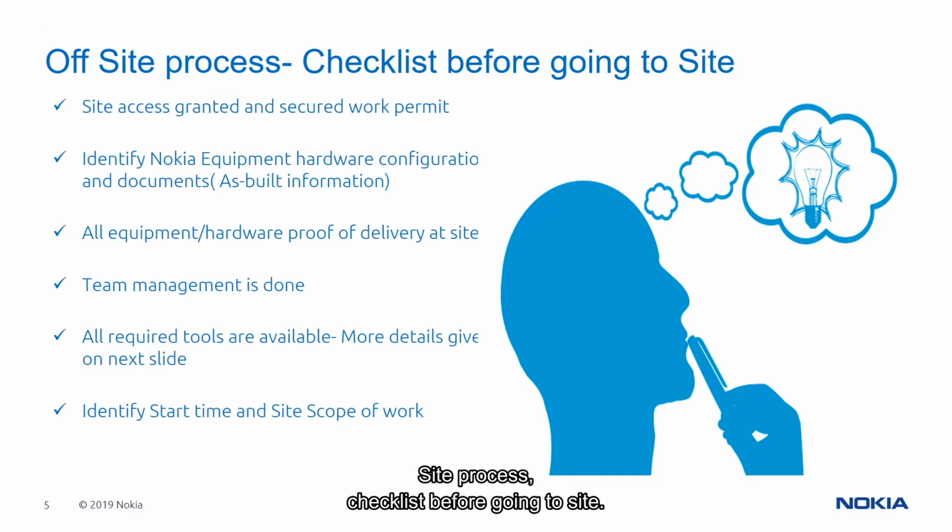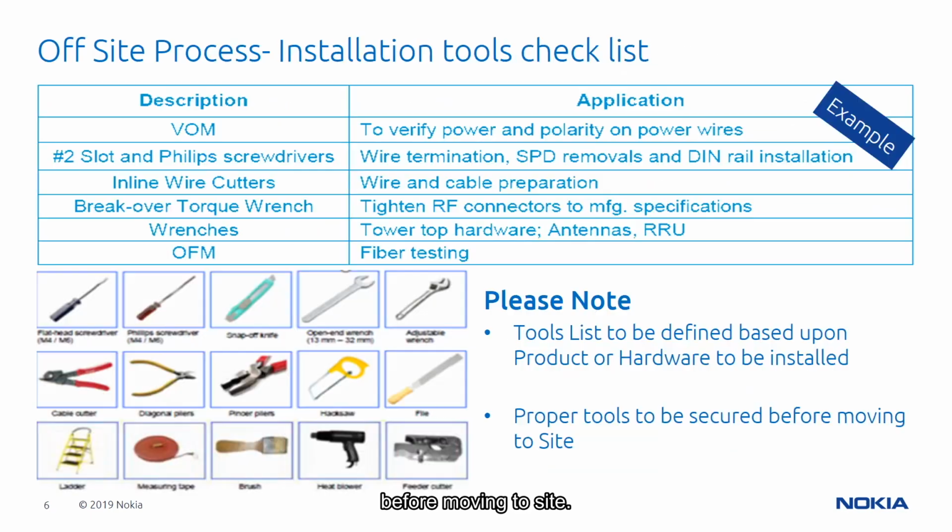Site process, checklist before going to site. Now let us see what are the guidelines and checklists which should be followed. Site access and secured work permit. Identify Nokia equipment hardware configuration and documents. All equipment and hardware proof of delivery at site. Team management. All required tools are available. Identification of starting time and site scope of work before moving to the site.